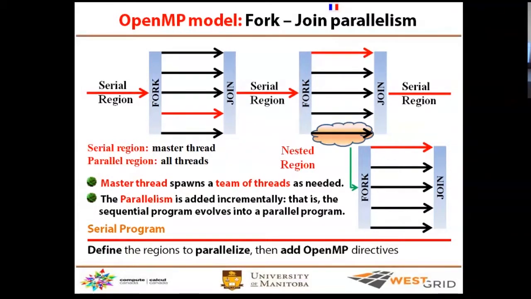So in some regions, we can also fork again; we have what we call nested regions. So we start with the master thread and create threads in response as needed. At the end, the parallelism is added incrementally, that is, the sequential program evolves into a parallel program.